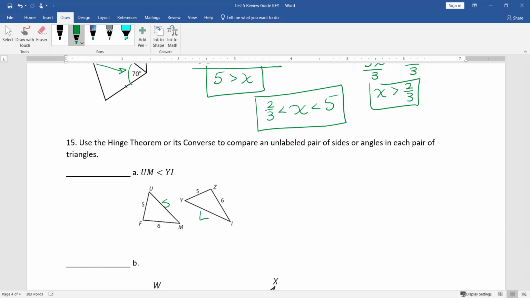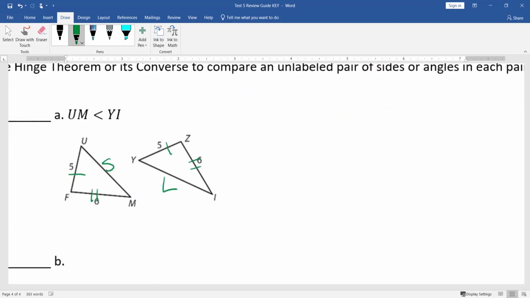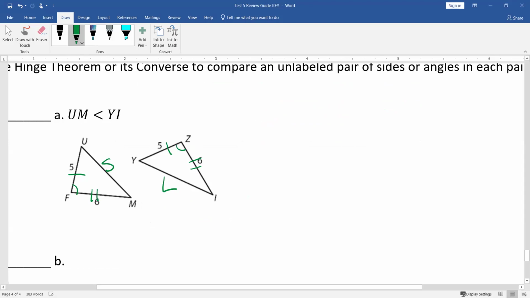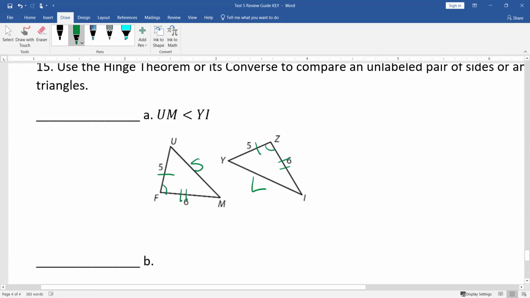Then what does that tell you about the included angle? So these are congruent. 5 is congruent to 5. 6 is congruent to 6. And they're telling us that UM is the smaller of the two. So we need to look at the angles. That means that angle F is a smaller measurement than angle Z. So we would say angle F is smaller than angle Z, or is less than.